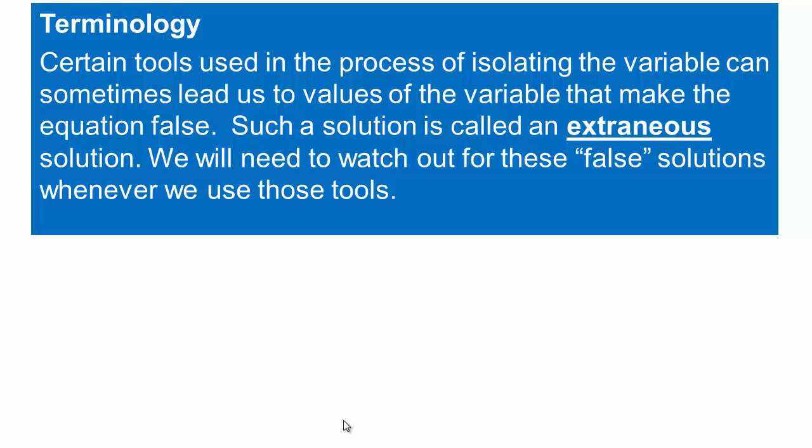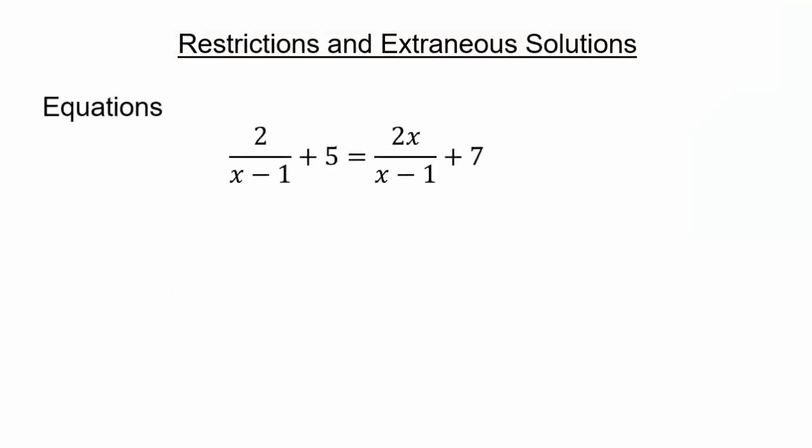This mostly happens when you undo square roots or if you undo denominators. Such a solution is called an extraneous solution. So we need to watch out for these false solutions whenever we encounter one of these principles. So let's take a look and see what restrictions or extraneous solutions mean further.